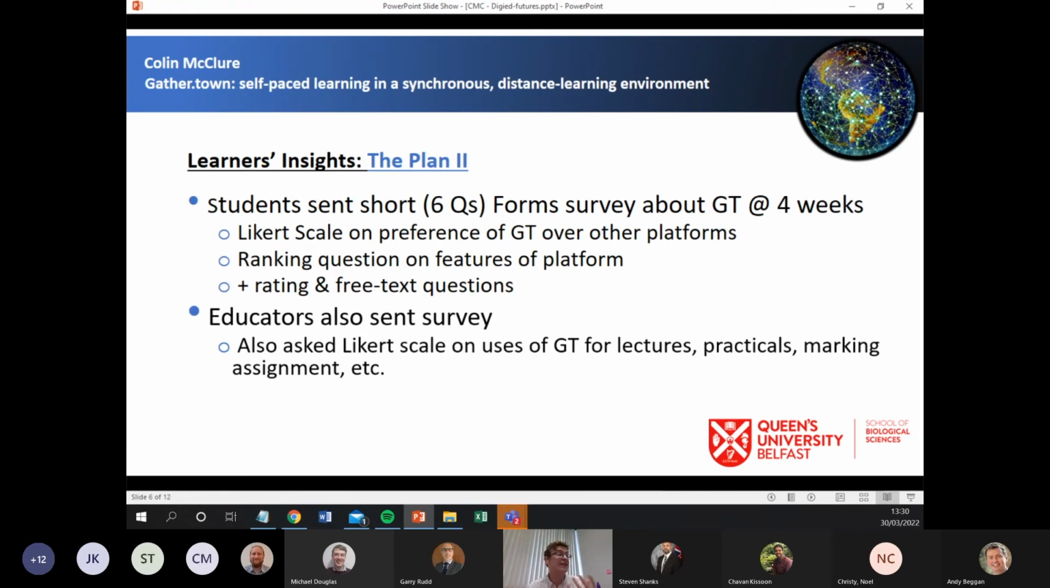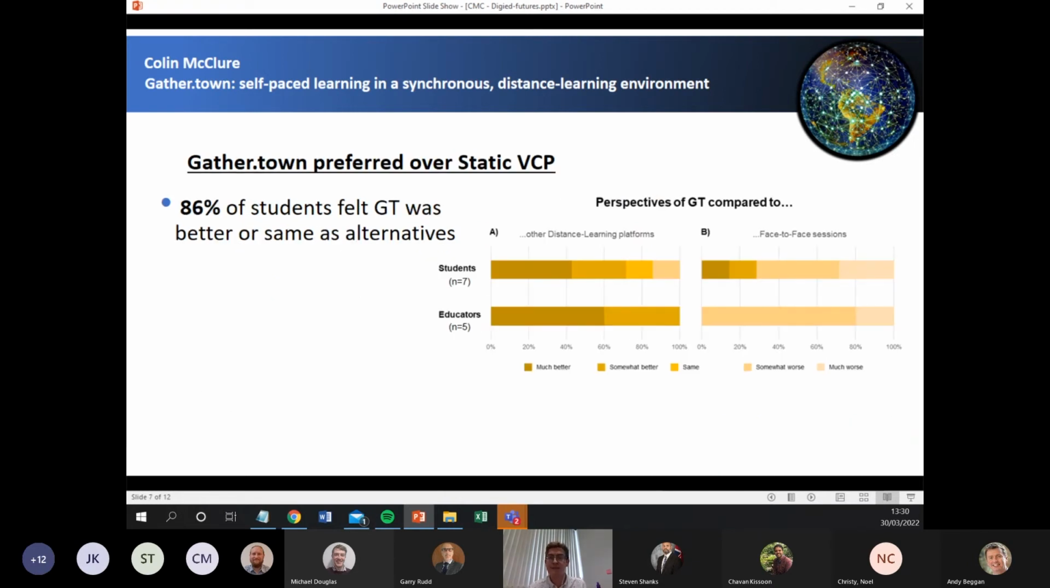And educators were asked the same thing, using Likert scales, about how they felt the teaching went in this proximity-based platform environment. And of course, all the responses were anonymous. So at the end of this session, 86% of the students felt that Gather.Town was better than or the same as the alternative, such as Microsoft Teams.